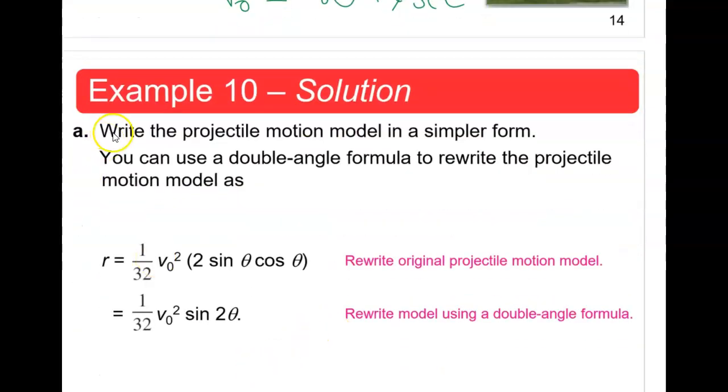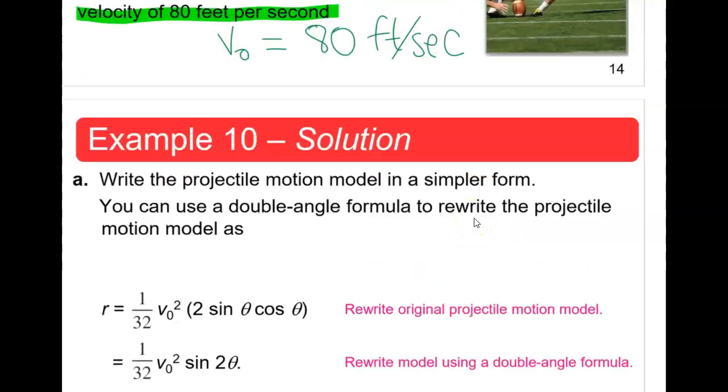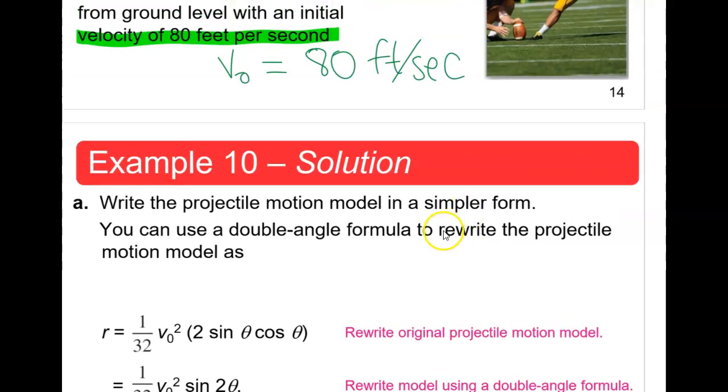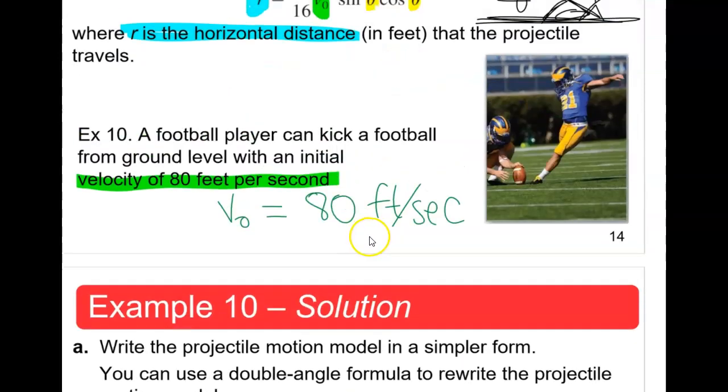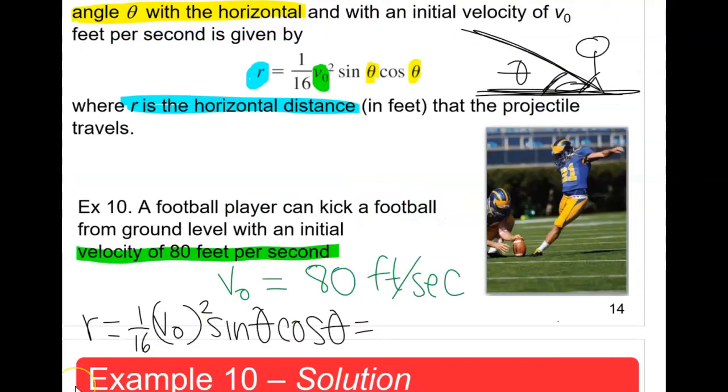So the first question is, write a projectile motion model in a simpler form. And we're going to use the double angle formula to rewrite the projectile motion model. So I have copied the equation that we had from here. And what we're going to do is substitute the initial velocity with 80. So I'm going to just erase that there, write down the 80.